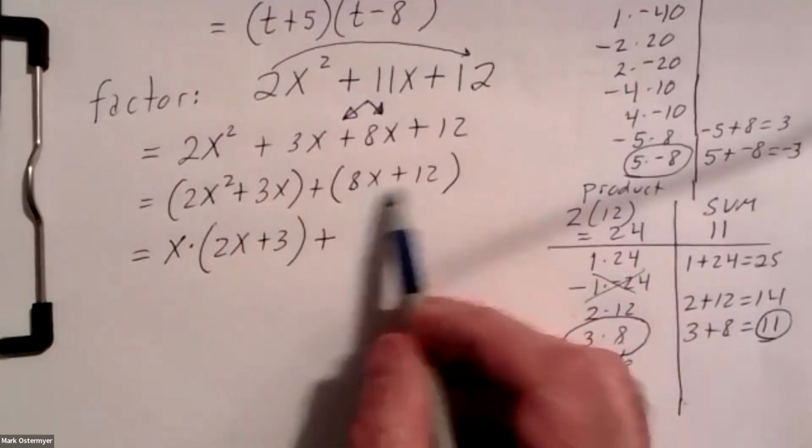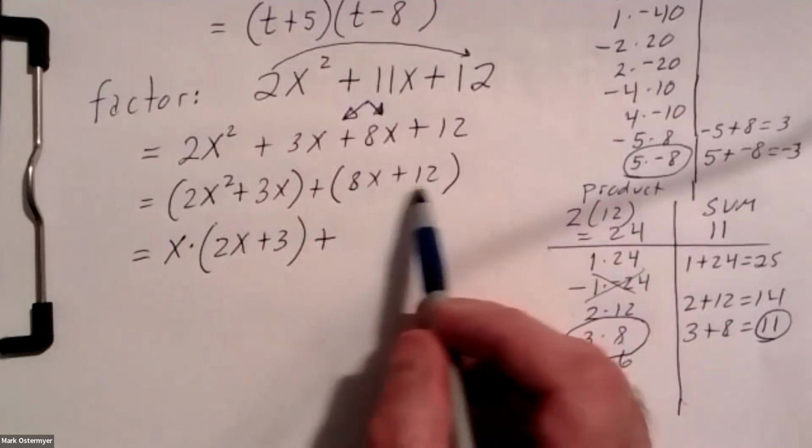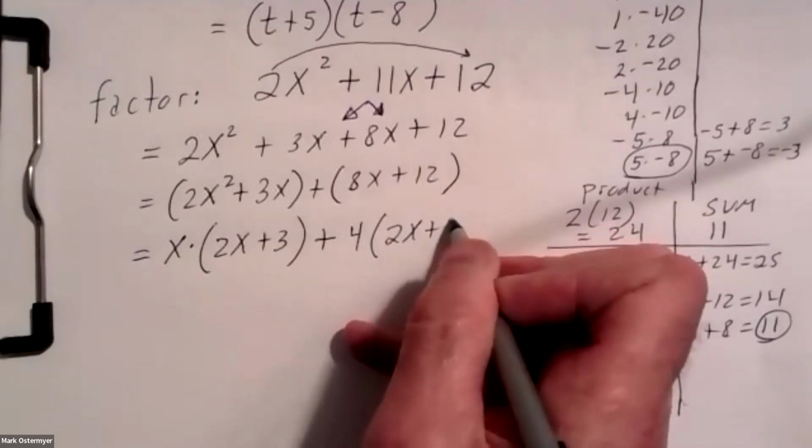Plus the last two terms. What can I factor out of 8x and 12? What is the greatest common factor of 8x and 12? 4. When we factor it out, we leave behind 2x plus 3.